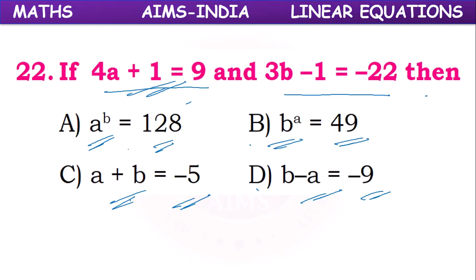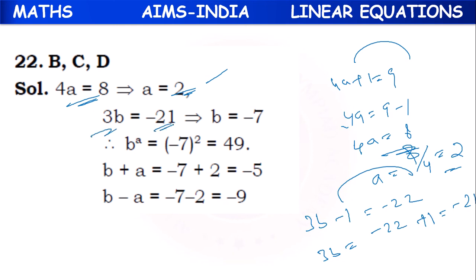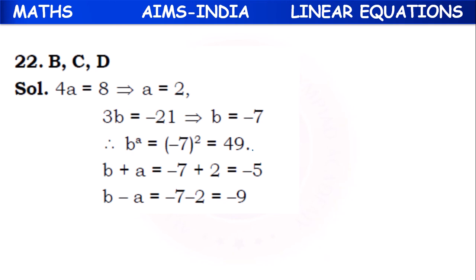And b, they have given 3b minus 1 equal to minus 22. 3b equal to, minus 1 will go that side, minus 22 plus 1, which is equal to minus 21. So 3b equal to minus 21, b equal to minus 21 by 3, which is equal to minus 7. So we got a value 2, b value minus 7.